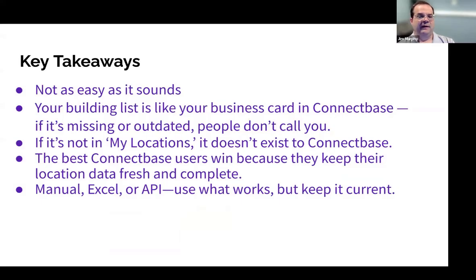Whether you use the manual, a bulk update, or the API really depends on your needs. If your building list is changing frequently, then API might make sense. If it's only being updated weekly or monthly, then the spreadsheet or the CSV file might make sense. If it's only one or two at a time, then manual might work for you.